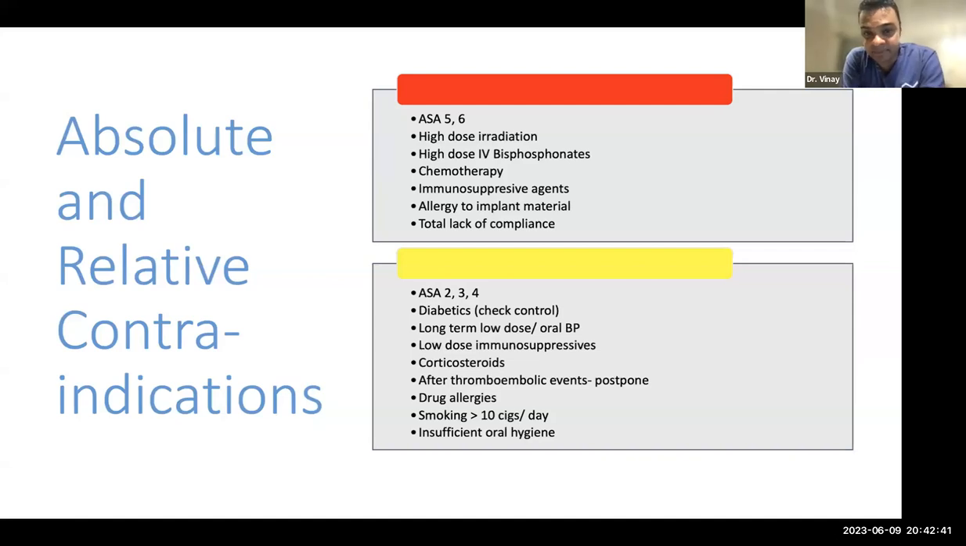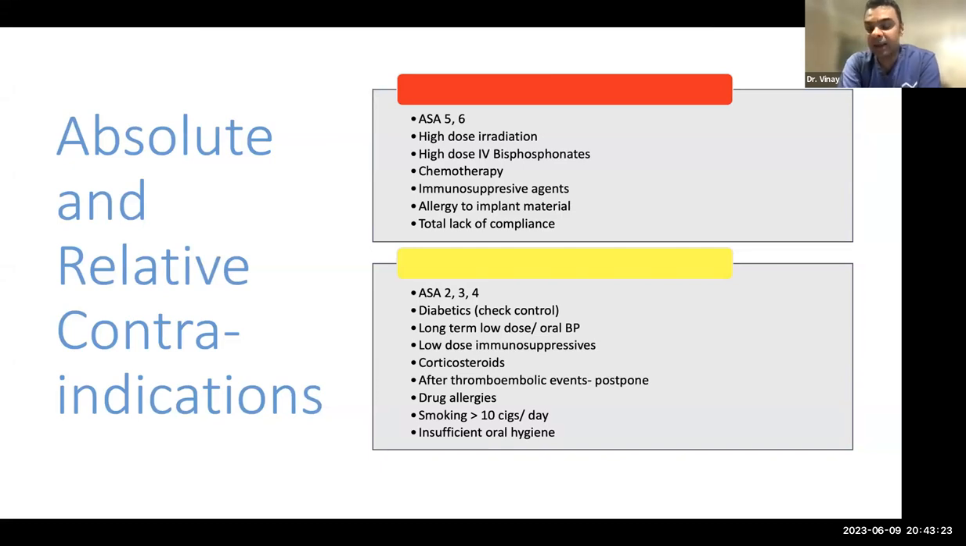Patients with high dose irradiation, patients with high dose intravenous bisphosphonates, patients on multimodal chemotherapy, immunosuppressive agents, patients who have a proven allergy to implant material, and patients with a total lack of compliance, who don't even understand what you're going to do while placing these implants. These are the absolute contraindications. When you look at relative contraindications, you've got ASA type 2, type 3, and type 4. Type 2 is a mild disease that is well controlled. Type 3 is a moderate disease under control. And type 4 is a really severe disease which is under control. They can be relative contraindications.